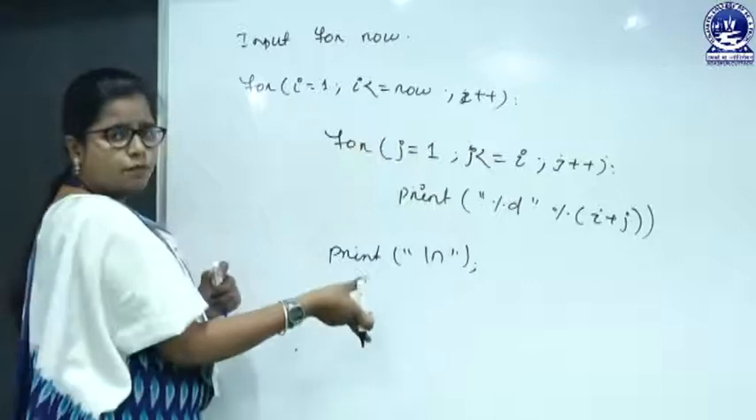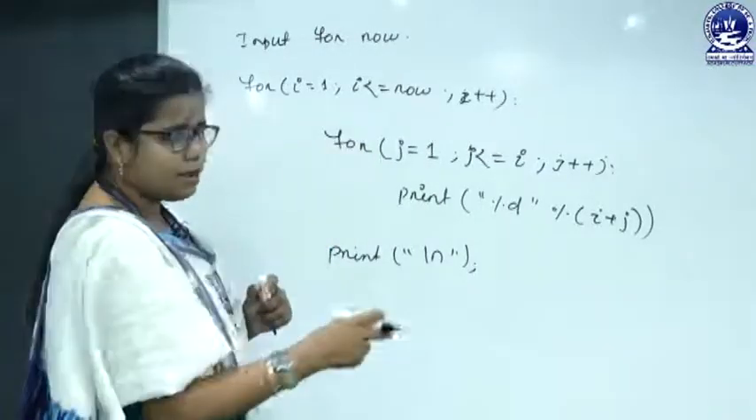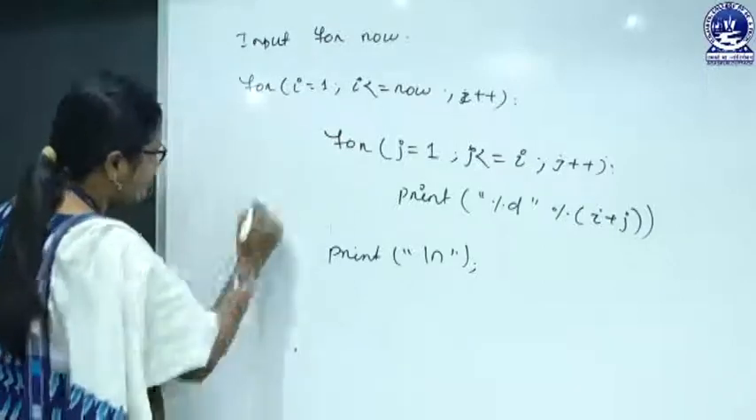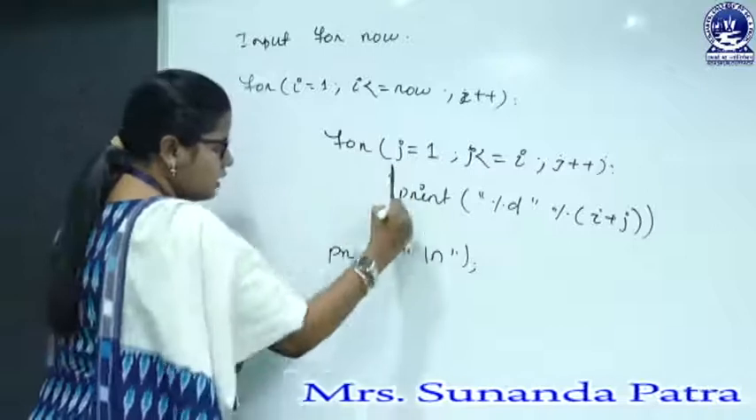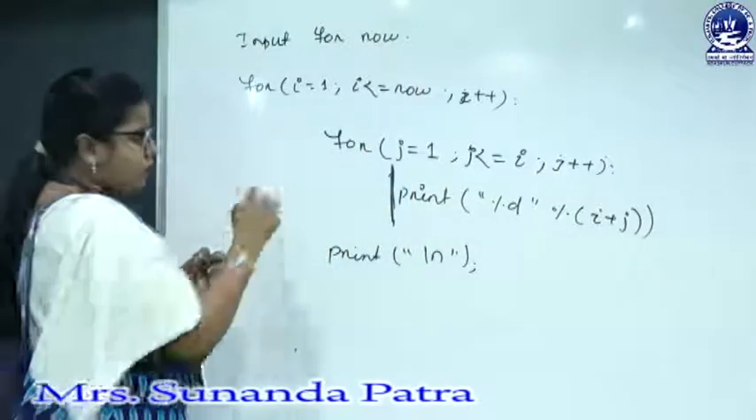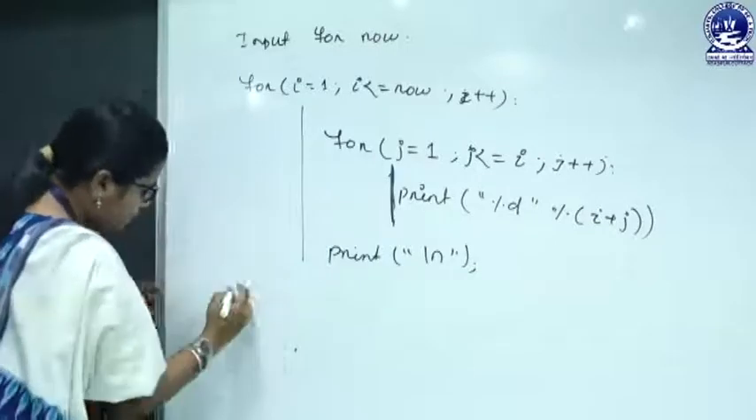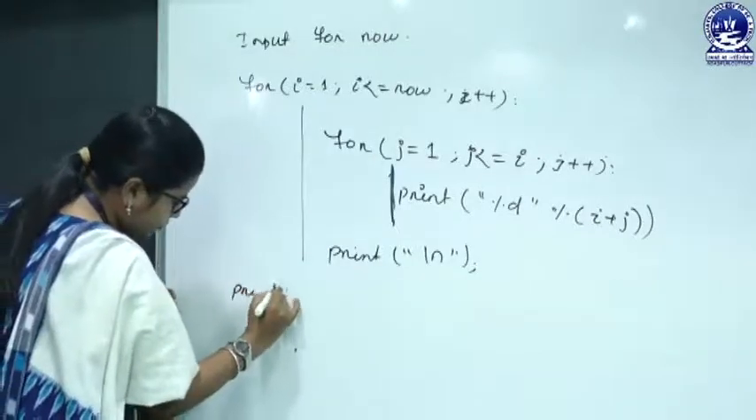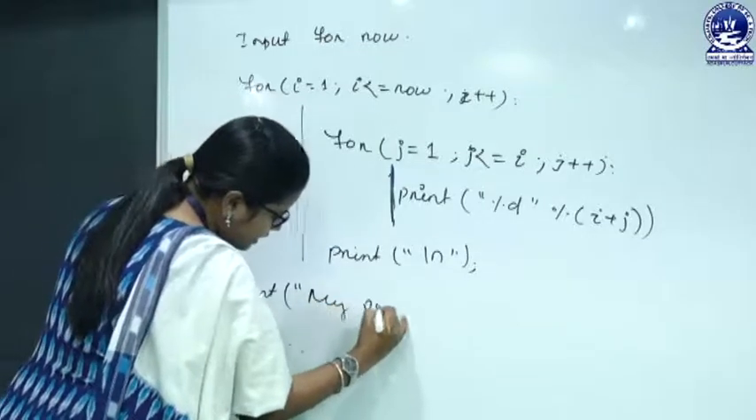Suppose I want to print a thank you, or that my program is complete after the pyramid is complete. I can write here, because this is the inner for loop and this is the body of the outer for loop, so we have to print here, suppose, print my pyramid is complete.